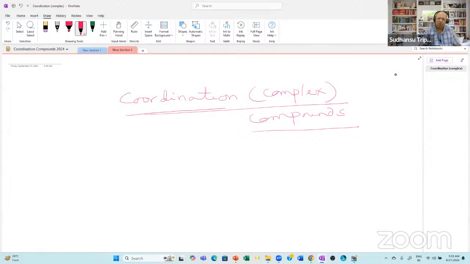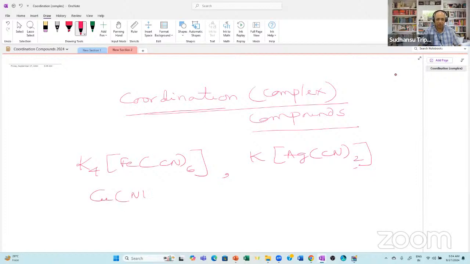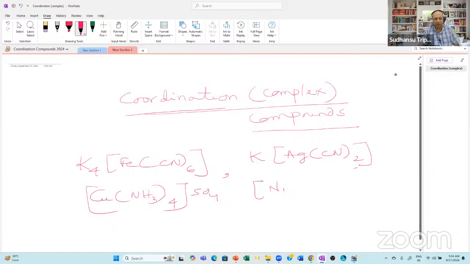You must have come across several complex compounds like potassium ferrocyanide, potassium dicyanoargentate, and complexes like Cu(NH3)4 SO4, and so on and so forth. And sometimes it is neutral. There is nothing before or after the square bracket.